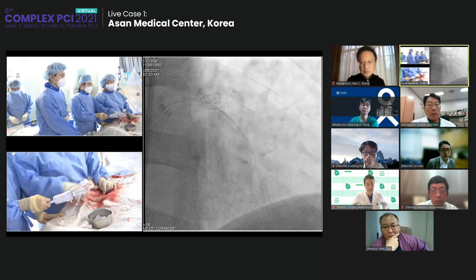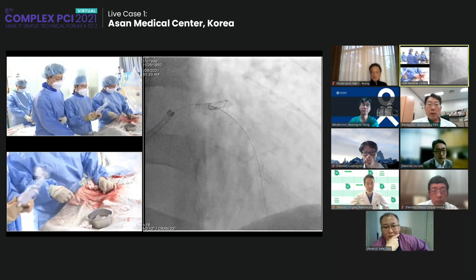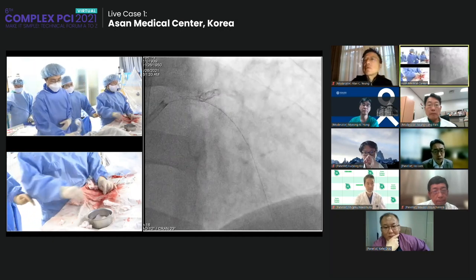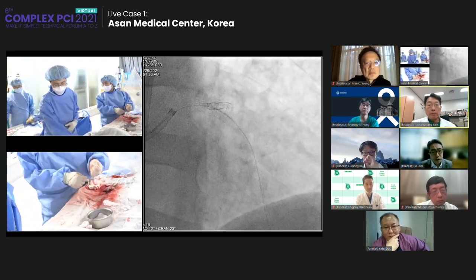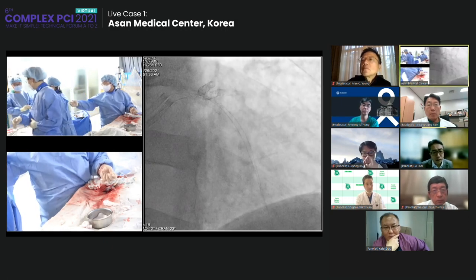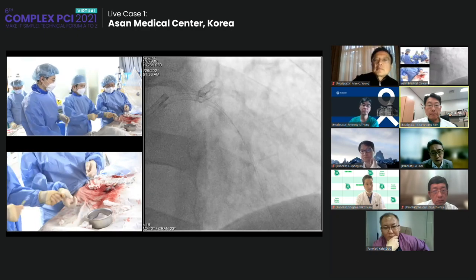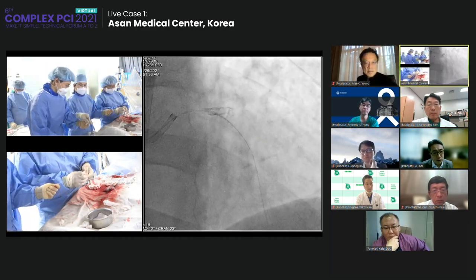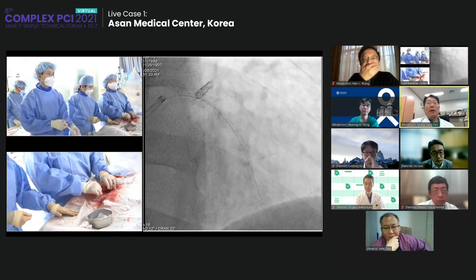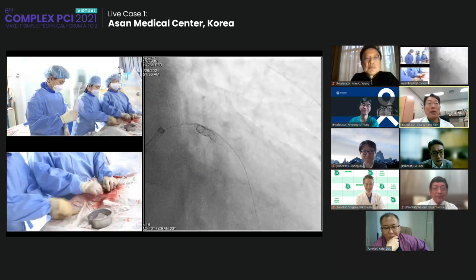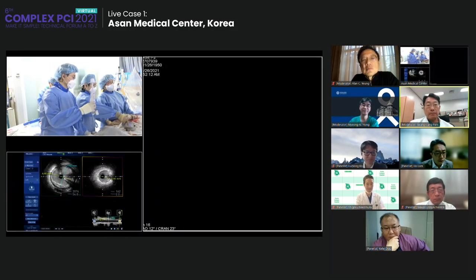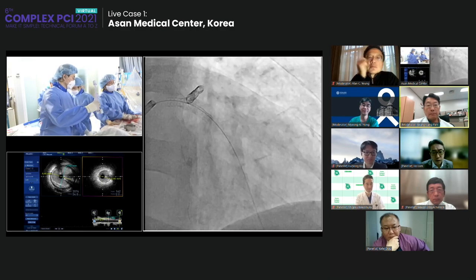4.2. 4.2, right? Yeah. And what is next? You want to do the 4.5 high pressure balloon? 4.0, high pressure balloon. Non-compliant, right? Yes, right. What is the left main vessel size? 4.0 is small. Yes, I think so. If you get 20 atmosphere, maybe 4.2, 4.3, something. Okay. Great.